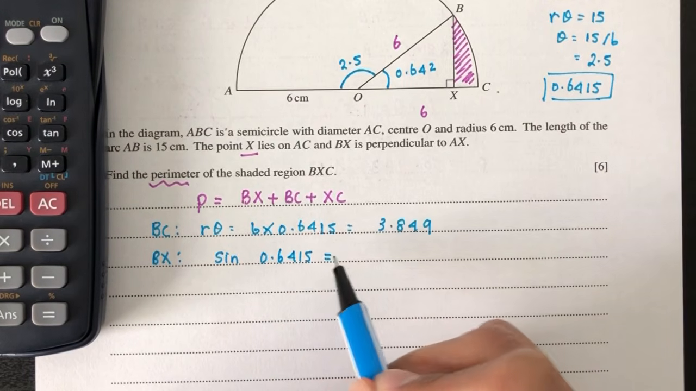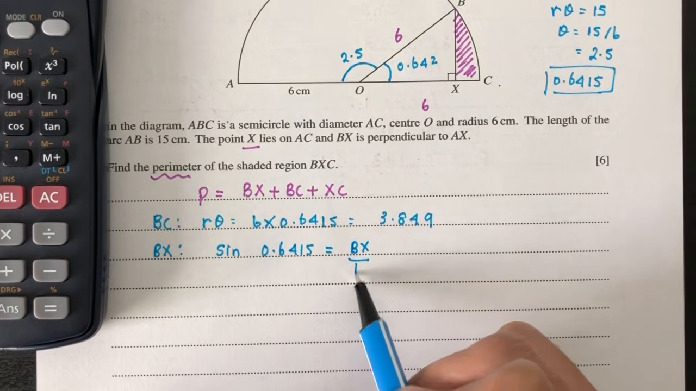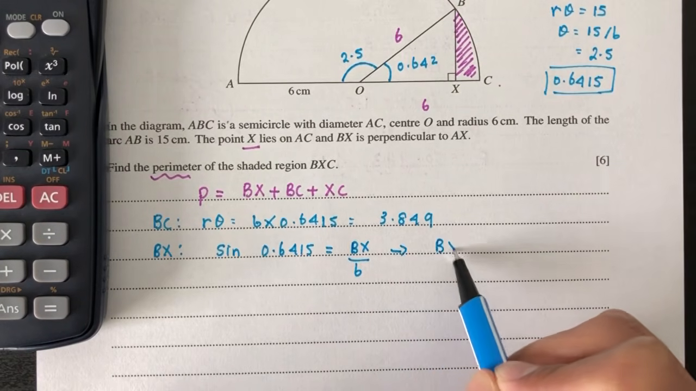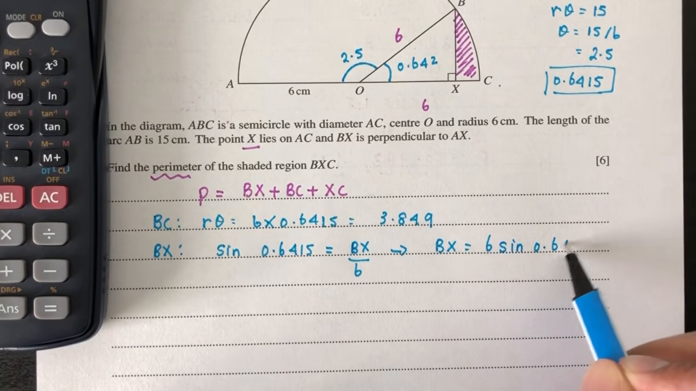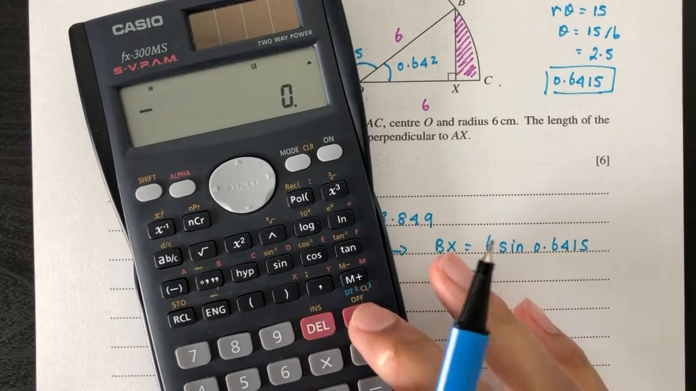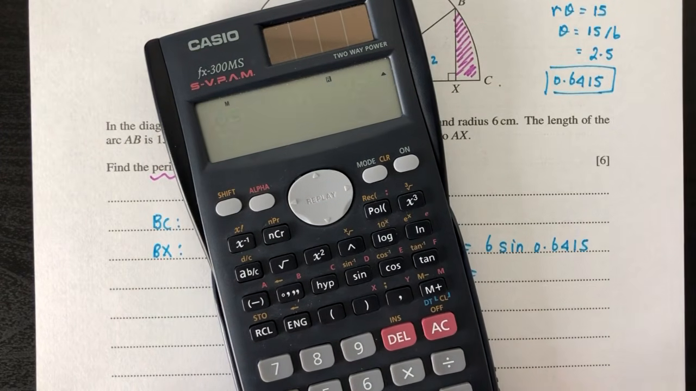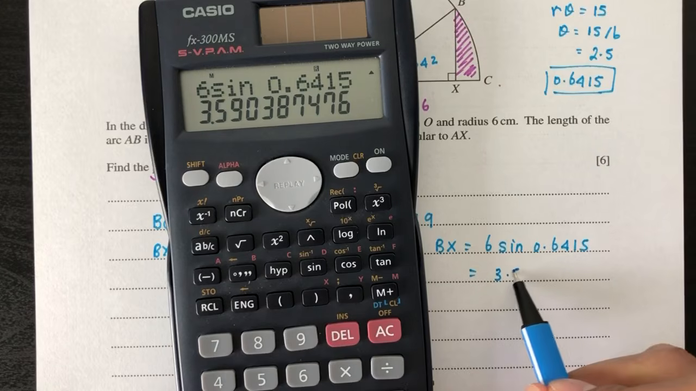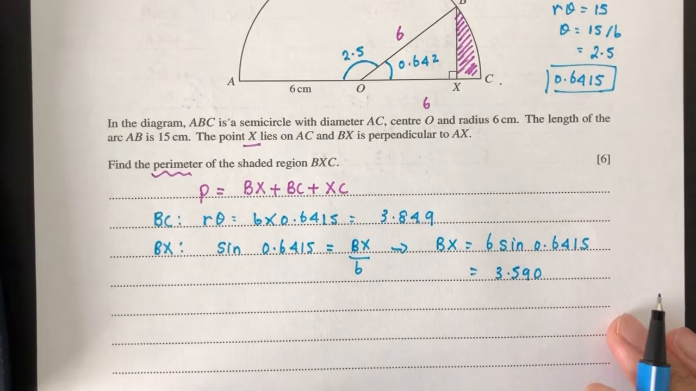0.6415 is equal to BX over 6. So BX will be 6 sine of 0.6415. Sine of 0.6415, that will become 3.590.